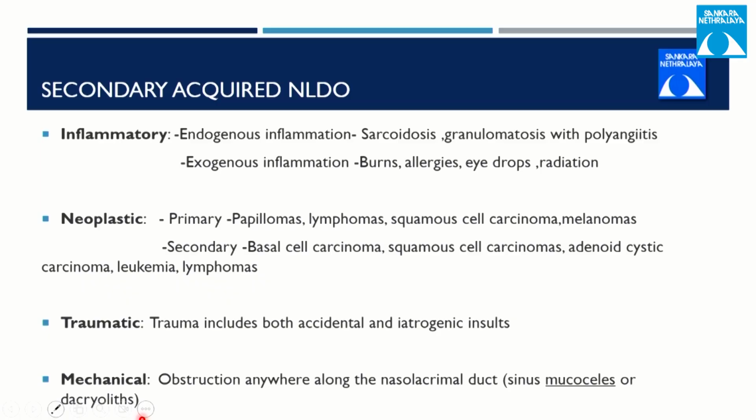Inflammatory could be due to an endogenous cause like sarcoidosis or vasculitis, or exogenous due to burns, allergies, eye drops, or radiation. In neoplastic, there could be primary tumors from the lacrimal drainage system like papillomas or lymphomas, or secondary arising from the orbit or the walls like basal cell carcinoma, squamous cell carcinoma, etc. In traumatic, it includes both accidental and iatrogenic insults. In mechanical obstruction, the obstruction could be anywhere along the NLD, like mucoceles or dacryoliths.